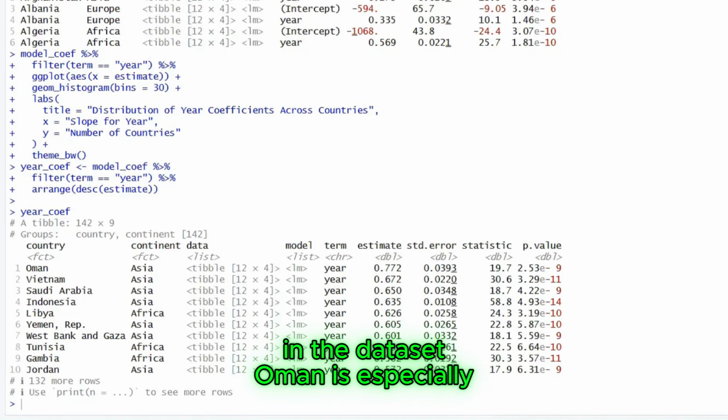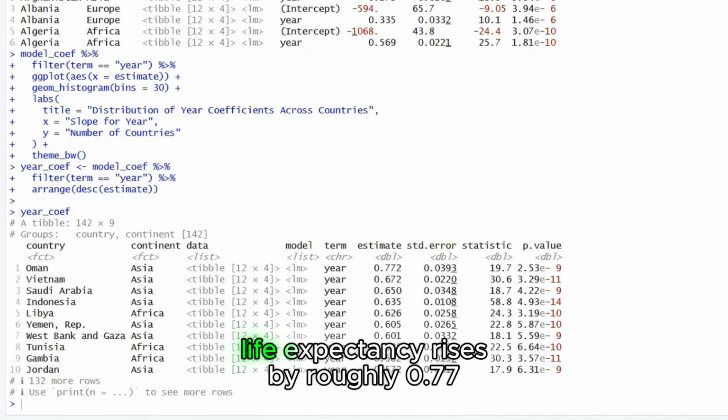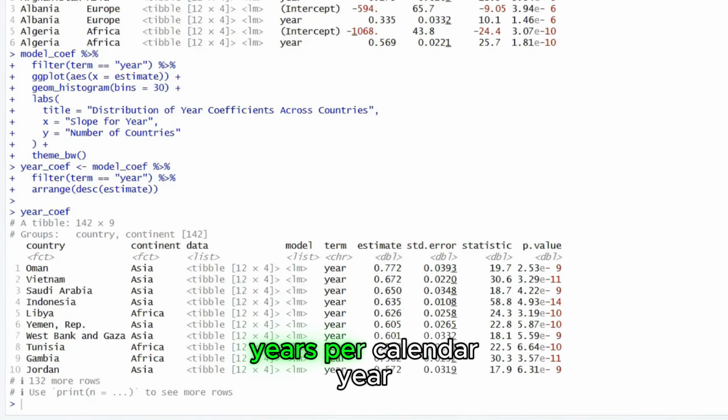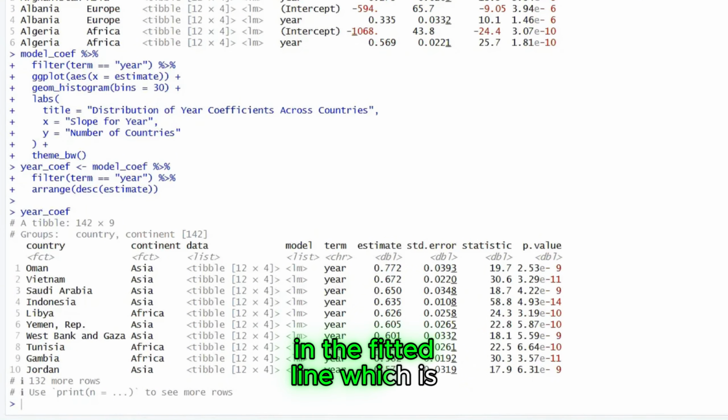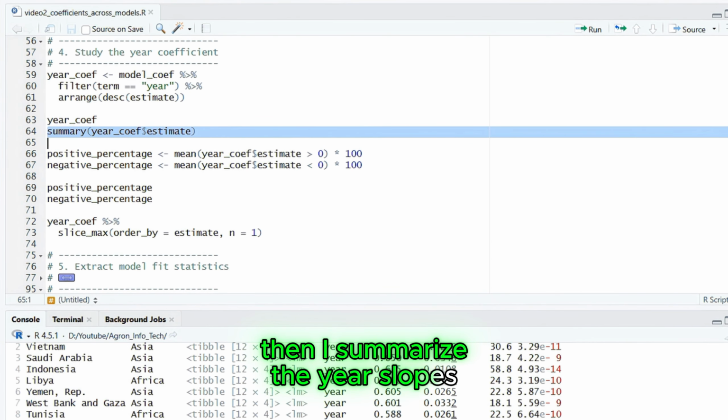Oman is especially notable because its slope means life expectancy rises by roughly 0.77 years per calendar year in the fitted line, which is a very steep increase over this period. Then I summarize the year slopes numerically.